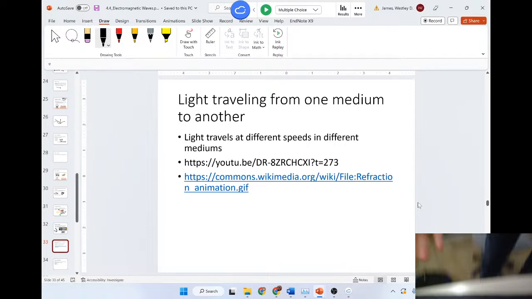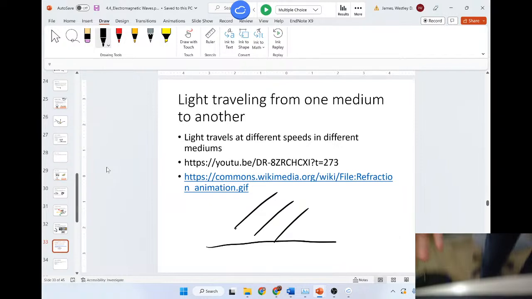The reason is, I keep telling you light travels at the same speed. From light's perspective, it travels at the same speed everywhere. But light does slow down when it enters water, or really anything other than vacuum. And so when it slows down, you can imagine light, as we draw these lines, like a marching band.